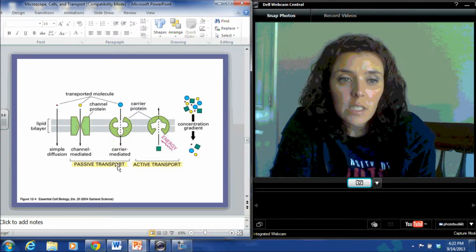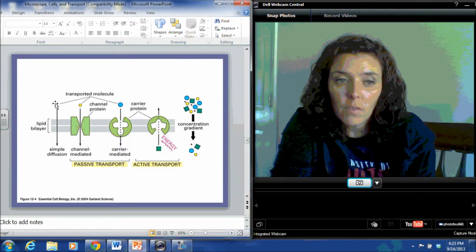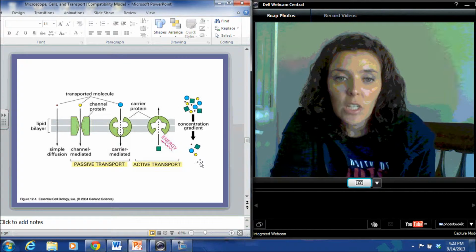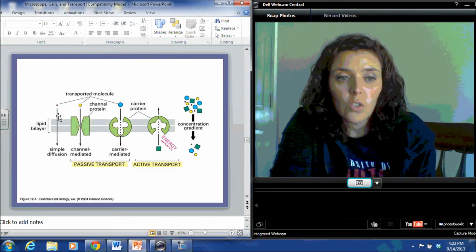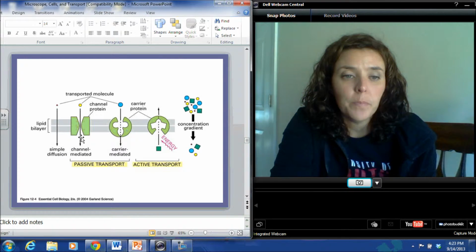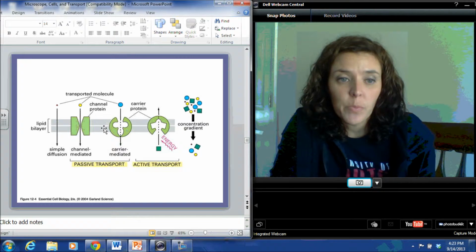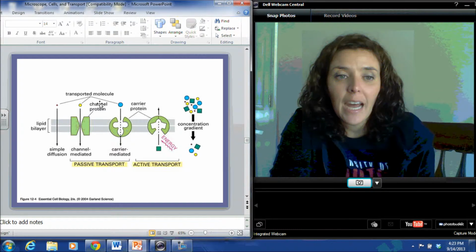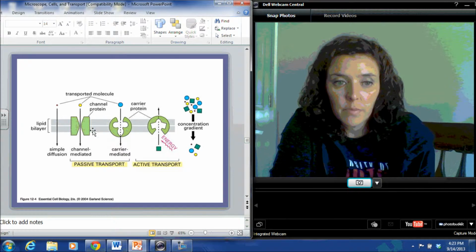In this comparison chart, you can see simple diffusion, where molecules are moving from high to low. Here's your kind of key here, high concentration to low concentration. So diffusion, simple diffusion, it goes straight across the cell membrane. These two are showing facilitated transport, facilitated diffusion. Again, moving high to low, but with the use of a carrier protein.